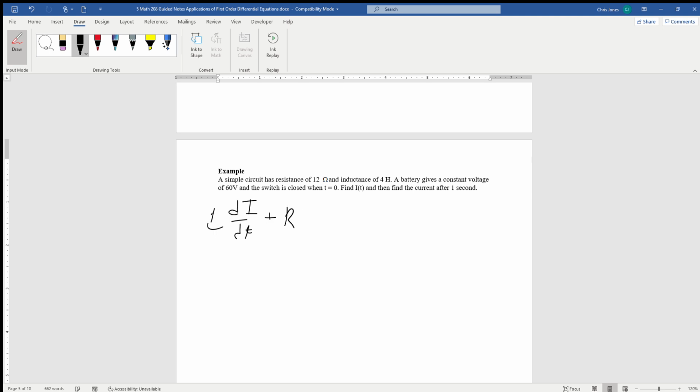plus R I is going to be equal to E of t. And if we substitute, we know that R is going to be 12, L is going to be 4, and then E of t is going to be 60.